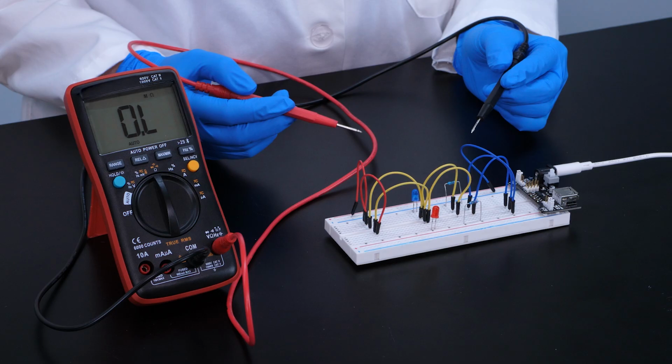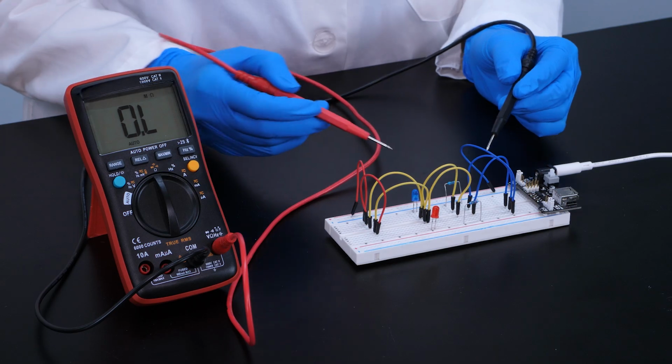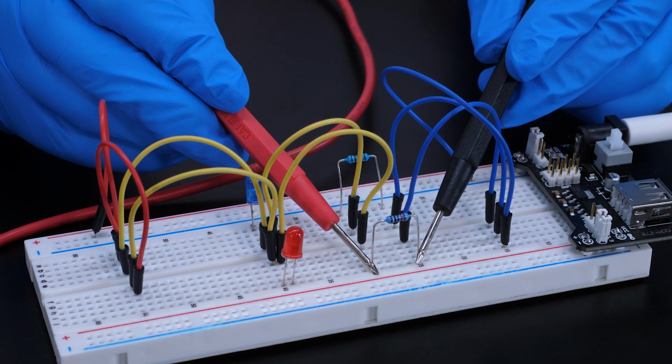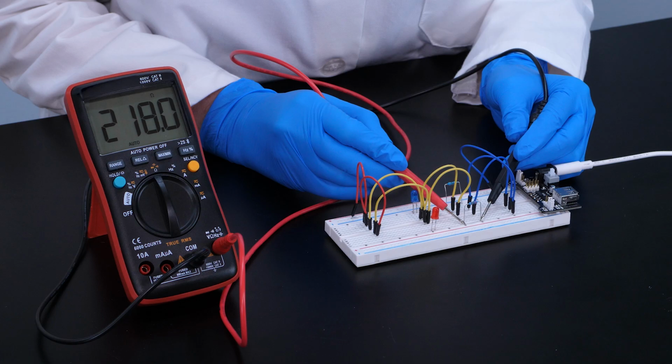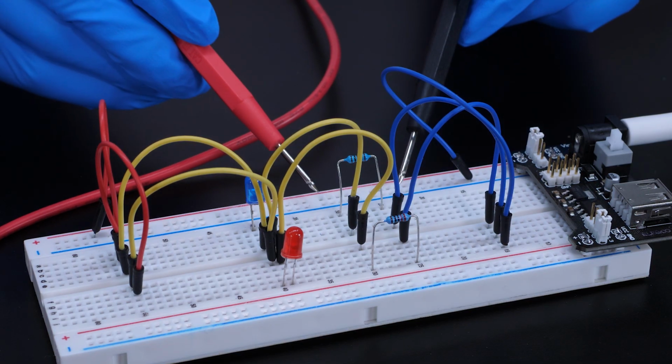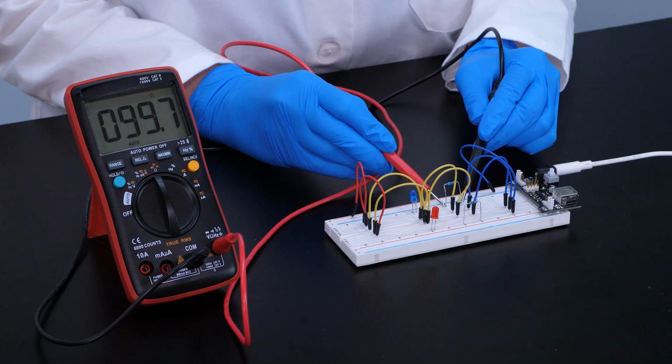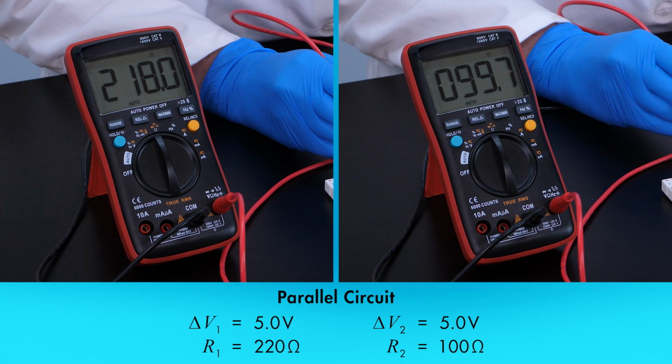With the power off, we will check the resistance of each load like we did with the series circuit. The resistance of the first resistor is 218.0 ohms, which rounds to 220 ohms. The resistance of the second resistor is 99.7 ohms, which rounds to 100 ohms. We have determined the voltage drop and resistance across each load.